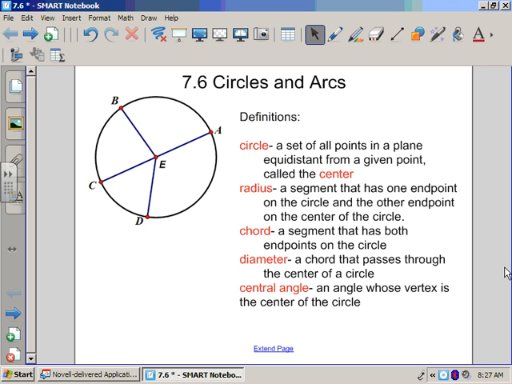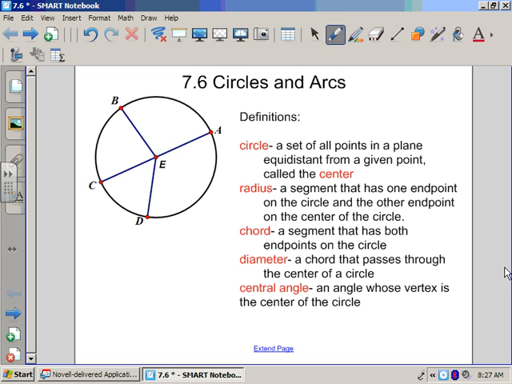This tutorial is going to cover sections 7.6 and 7.7, circles and parts of circles, including arcs and sectors and segments of a circle. I've got these definitions up here. If you need to pause the video to write them down, please do so. Let me talk about them here for just a minute.